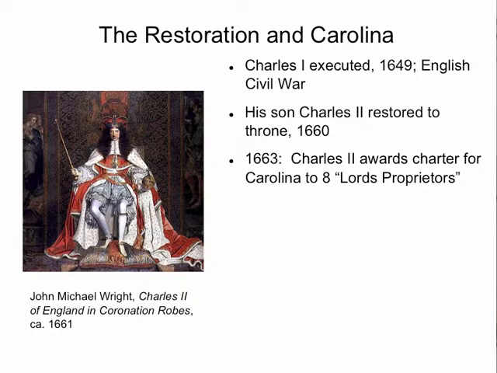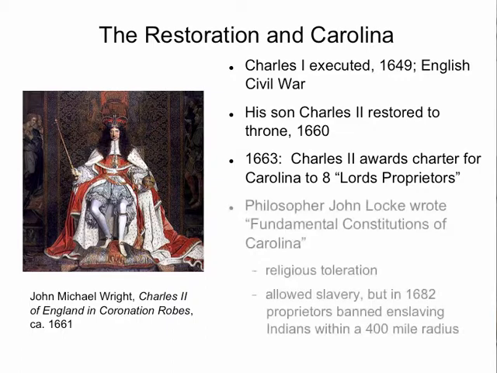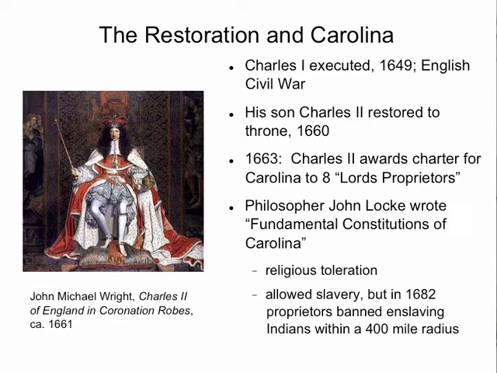Carolina, like Maryland, was a proprietary colony, and this is important to know for the exam. A proprietary colony is governed by an individual or by a group of individuals. In the case of Carolina, there were 8 lords proprietors who were the proprietors of Carolina, and they basically had unlimited authority, or practically unlimited authority, to set up the colony as they wanted it. And so the Lords Proprietors of Carolina decided to produce a written constitution for their new colony.